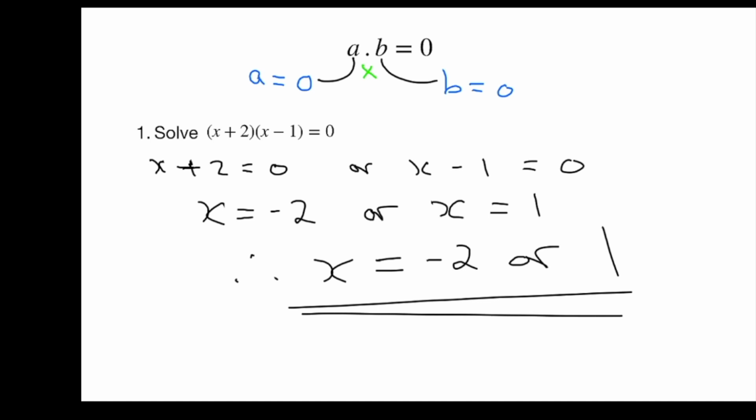Take note, we use or. We do not use and, because there is no way x can be two different values at the same time. So it's either x is negative 2 or x is 1. If you substitute these numbers back into that equation, if you take x as negative 2, you will get the first bracket x plus 2 giving you 0. And so that 0 there multiplied by the other number will therefore give you your 0 there.